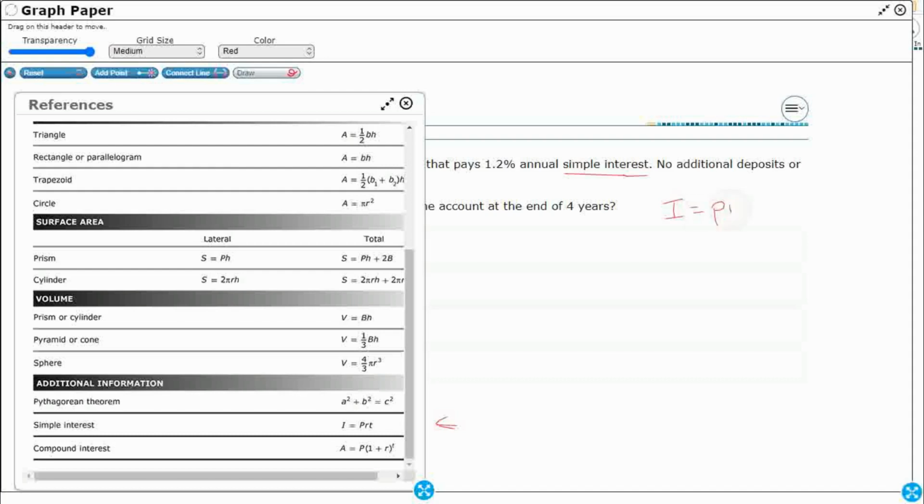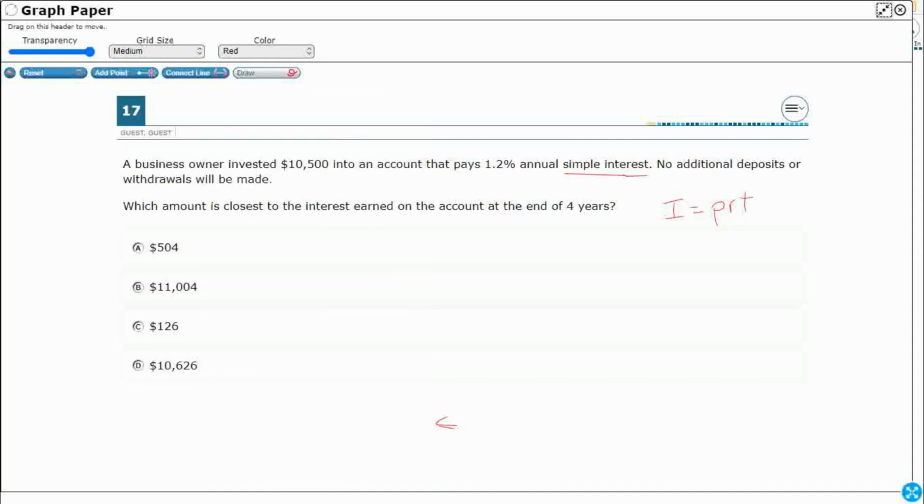All right, once we have I equals PRT, that's really all we need from there. Now, this is calculating the interest, so this I is your interest, and that's exactly what we're looking for. Sometimes problems like this will ask what the new balance is going to be, and so you have to find the interest and then add back in the principal, but we're just looking for the interest here.